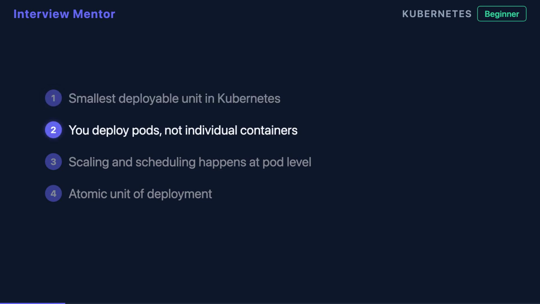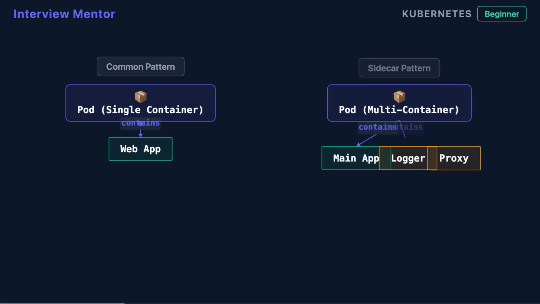Think of it as the atomic unit of deployment. When you scale, you're scaling pods, not containers. When Kubernetes schedules workloads, it schedules entire pods to nodes. This is fundamental to how Kubernetes operates. Now here's where it gets interesting.